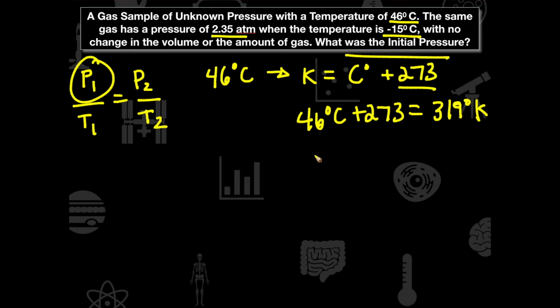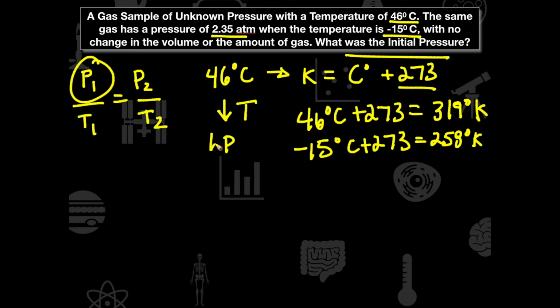And then we'll do negative 15 degrees Celsius plus our 273. So negative 15 plus 273, we'll get a final value of 258 degrees Kelvin. So we initially had a temperature and we're cooling that temperature. So temperature is going down, so therefore our pressure must also be going down.